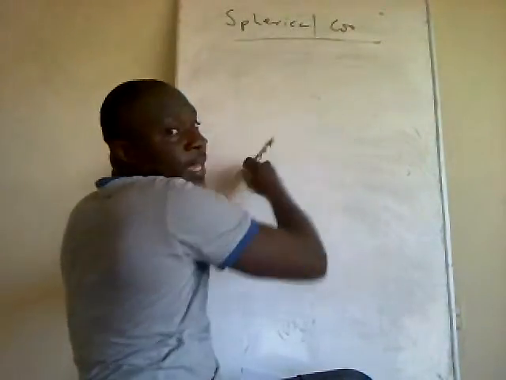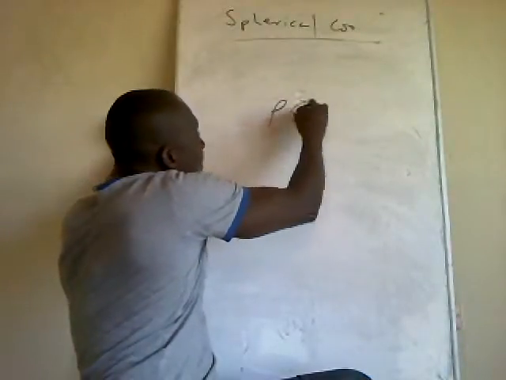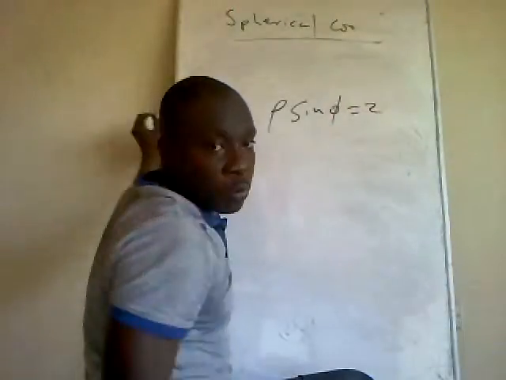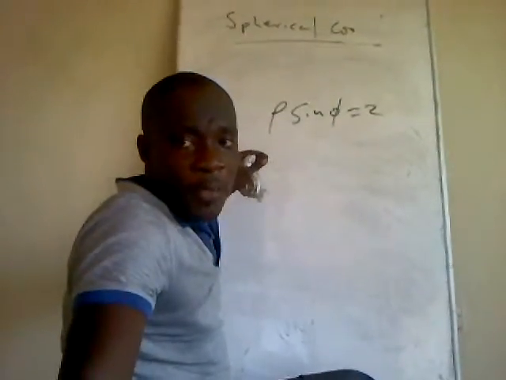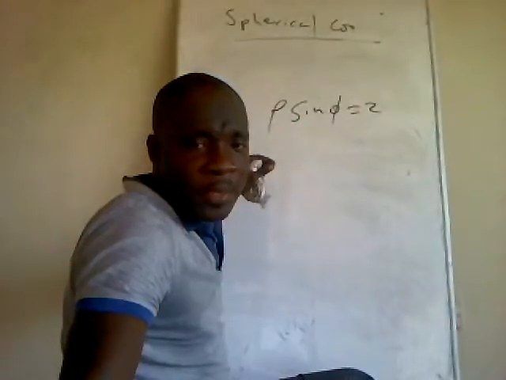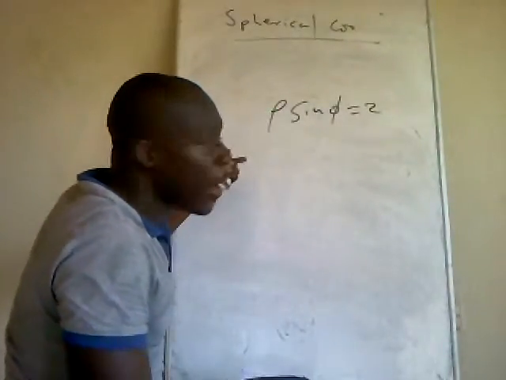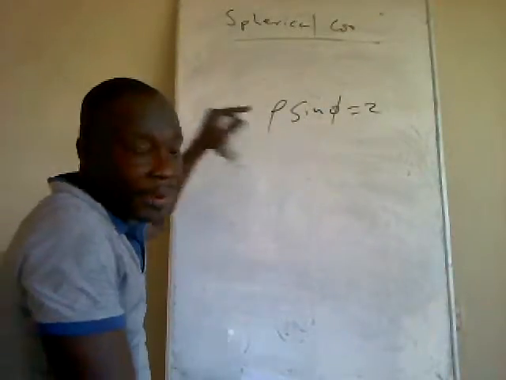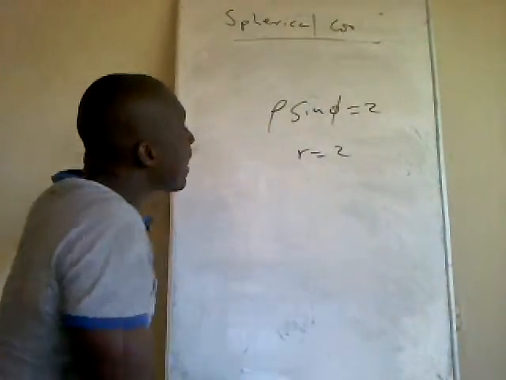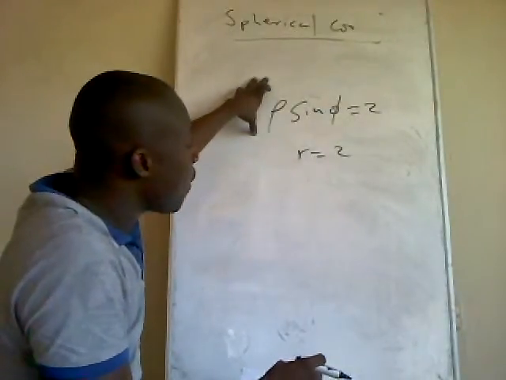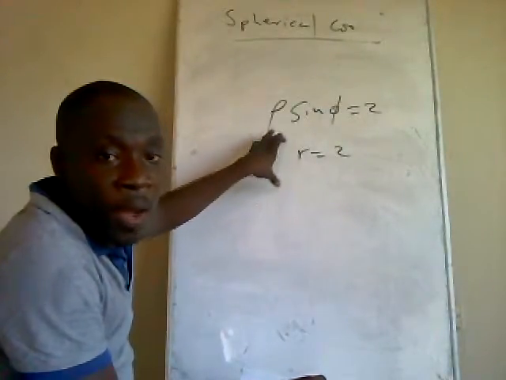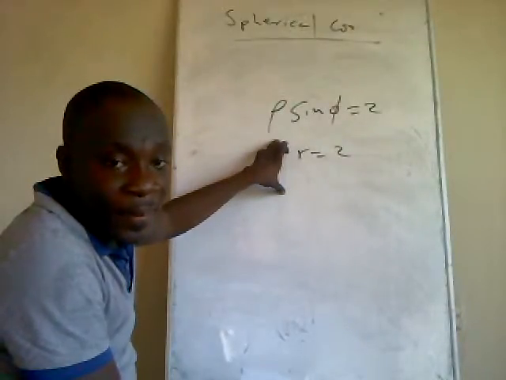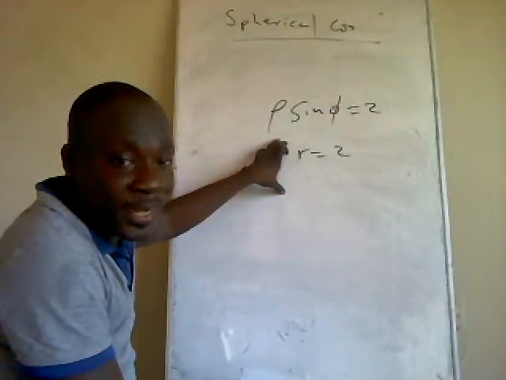Now what we've not seen is rho sine phi is equal to 2. We want to identify the surface. Now how do I do that? We have 2 ways. Remember, rho sine phi we say is equal to r, and r is equal to 2. So it means that I have converted this one from spherical to cylindrical. And in cylindrical, r is equal to 2 is a cylinder of radius 2 centered at the origin.